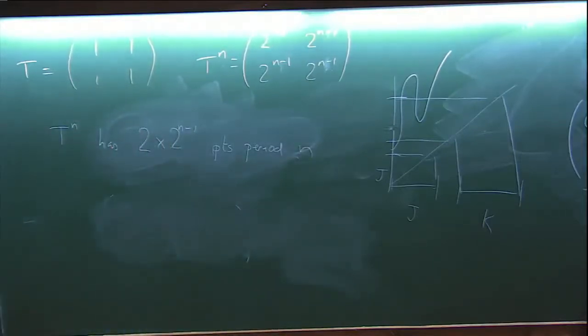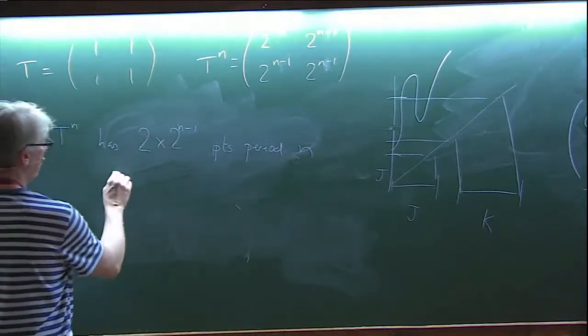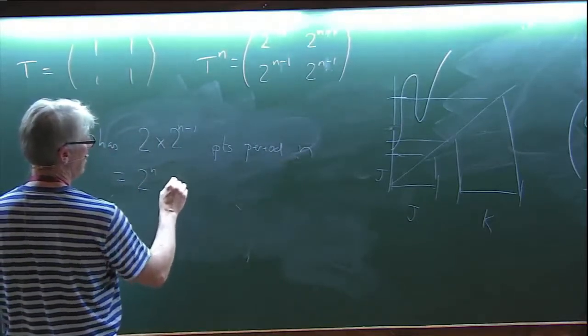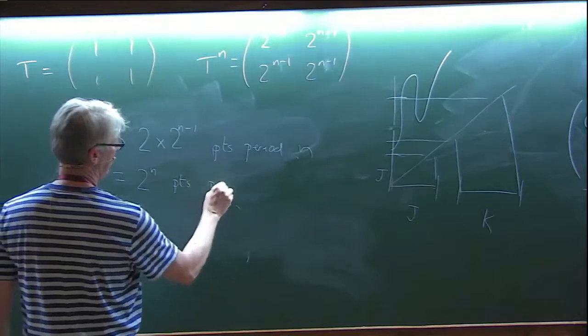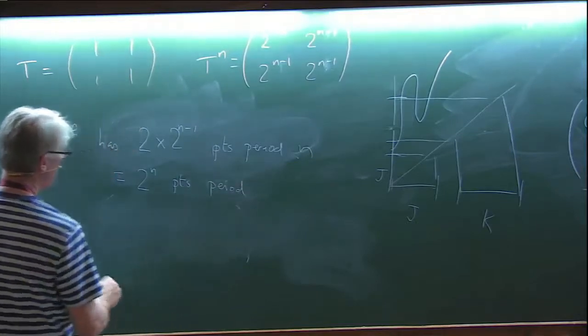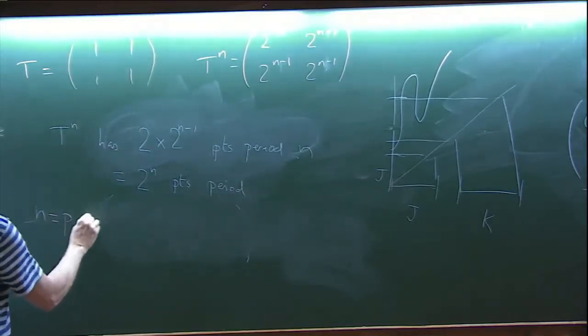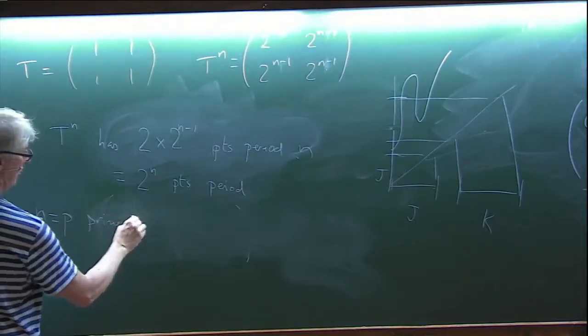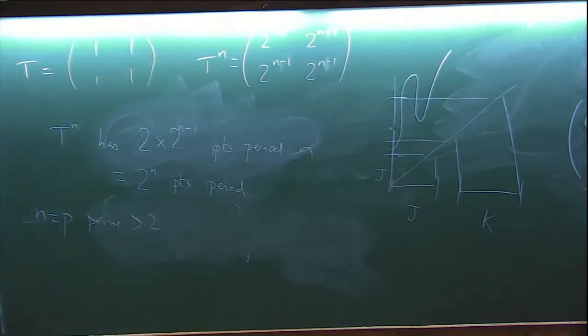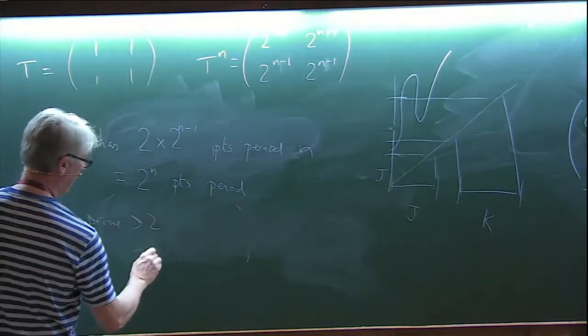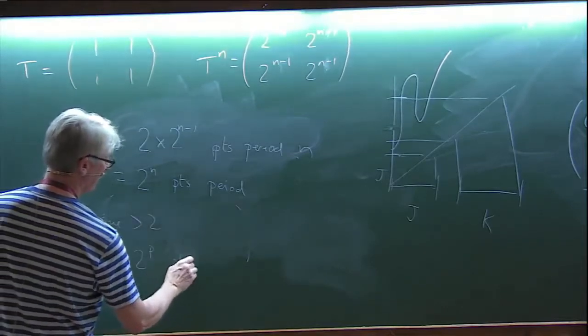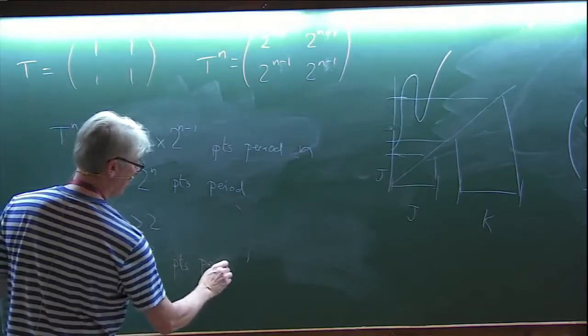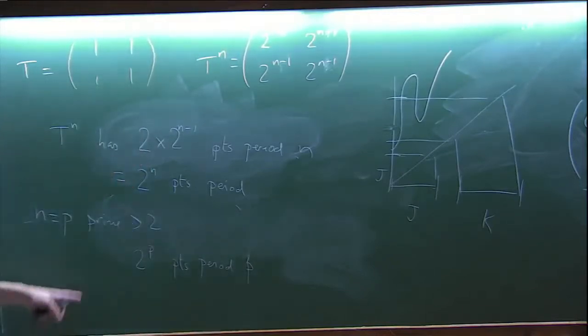So what's that? That's equal to 2 to the n points of period n. So suppose n equals p, an odd prime bigger than 2. So what do we have? We have 2 to the p points of period p, just by looking at the trace.